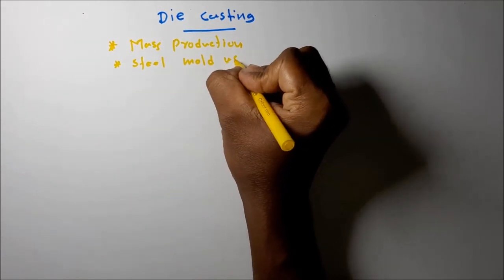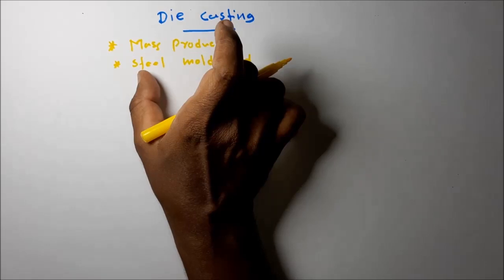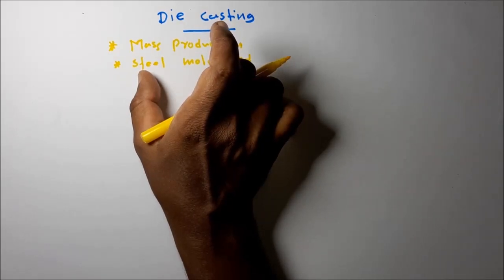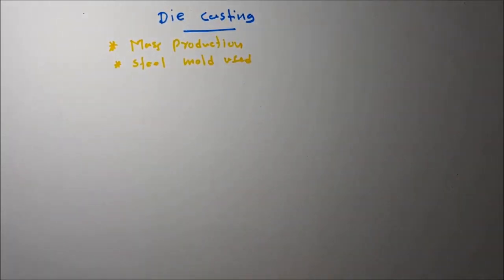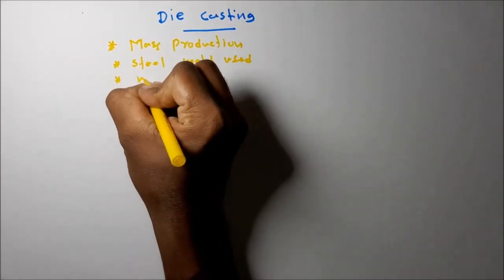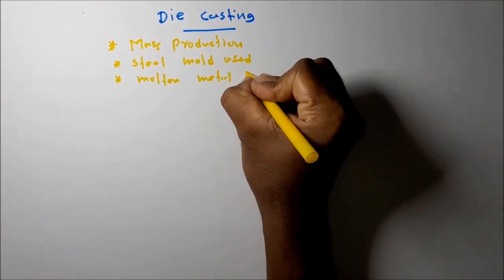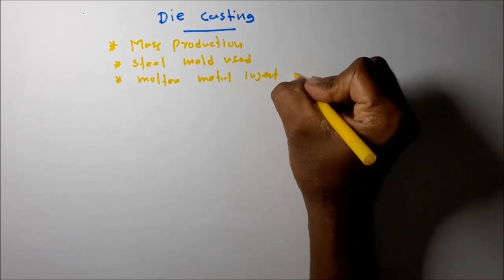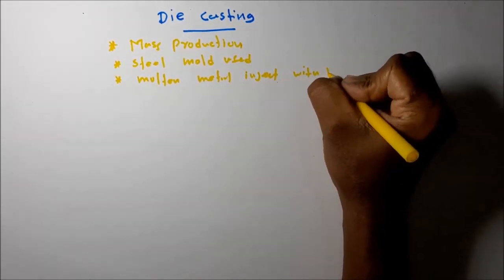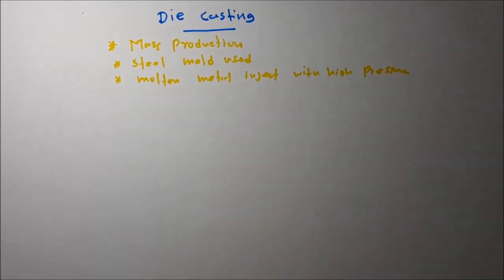Then the molten metal is injected into this steel mold with a greater pressure, with high pressure. So what happens in this process?